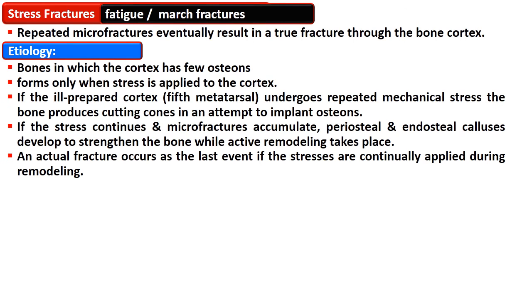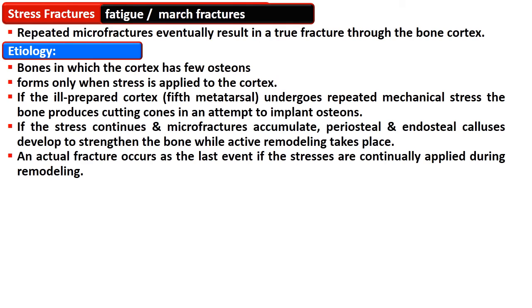Stress fractures, also termed march fracture or fatigue fracture, are due to repeated microfractures that eventually result in a true fracture through the bone cortex. There are some bones in the body which have few osteons, and when stress is applied to the cortex, such as in the fifth metatarsal bone, this ill-prepared cortex undergoes repeated mechanical stress. As a result, the bone compensates to produce cutting cones to implant more osteons.